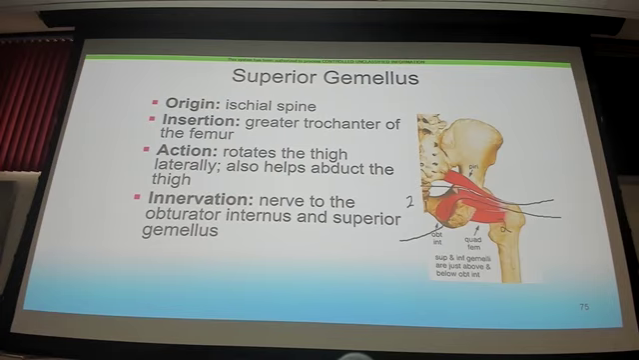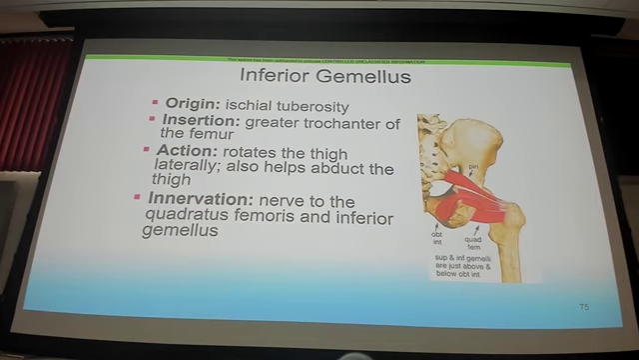A lot of these are all called short lateral rotators, but because of the way they're set up, they can help with abduction. So you'll always see abduction, but it's a minor assist. Here's inferior gemellus. When we look at inferior gemellus, it's down here. It comes off of the ischial tuberosity, inserts to the greater trochanter, rotates the thigh laterally, and also helps to abduct. Once again, a lot of these are going to have the same actions. Nerve to quadratus femoris, inferior gemellus.